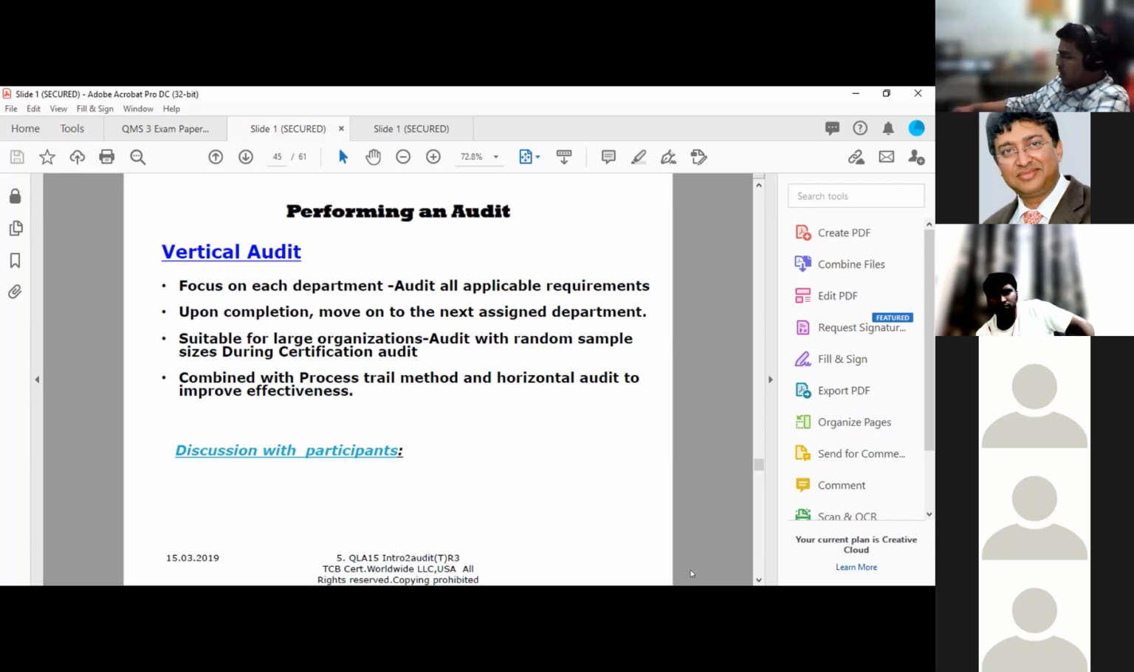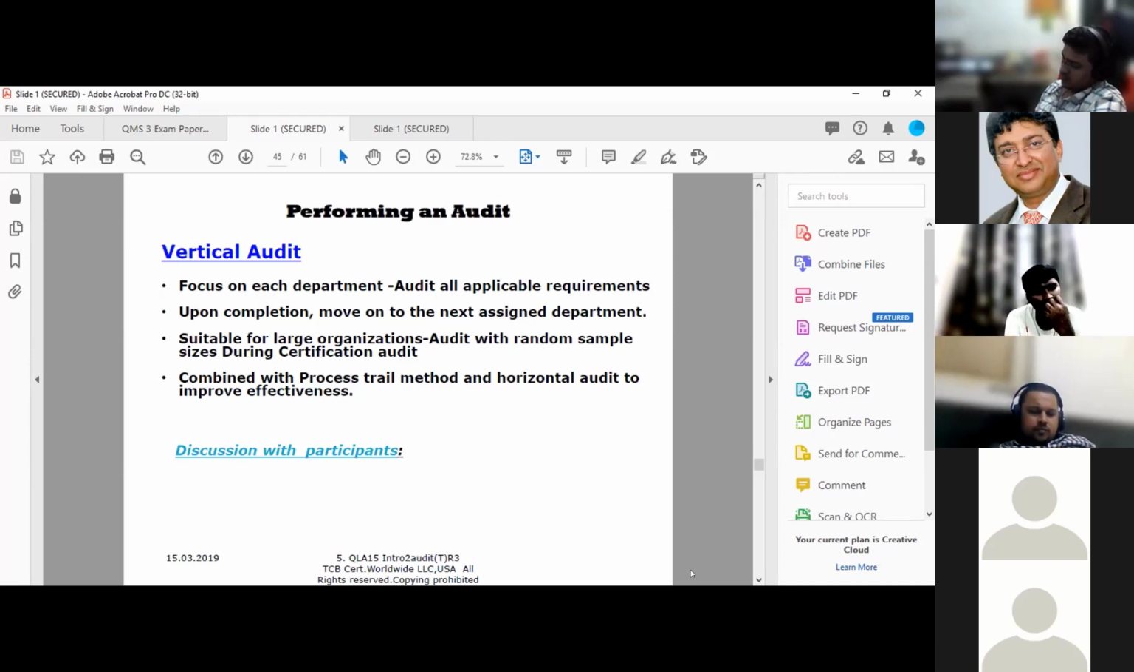So when I am auditing them, I look at their communication with another department. Then I look at their processes of service provision. I look at competence of their people. I check control of their documents. I check control of their records. All those elements are applicable in their department, correct? Correct or not? Yes, sir. So I am moving vertically through one department, auditing different elements.